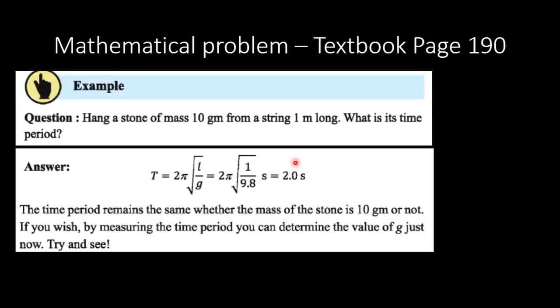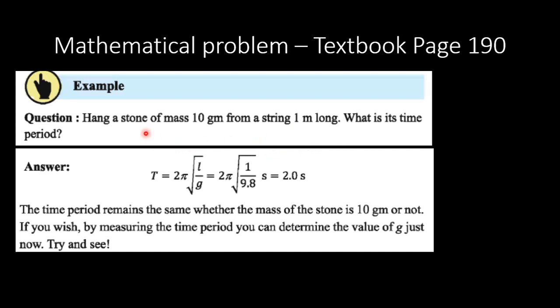At first, in your book, you have a mathematical problem on page number 190: hang a stone of mass 10 gram from a string of 1 meter long. What is its time period? So you have a simple pendulum, and the stone here acts like the bob of the simple pendulum that has a mass of 10 gram. The length of the string is 1 meter long. What will be the time period of the simple pendulum?